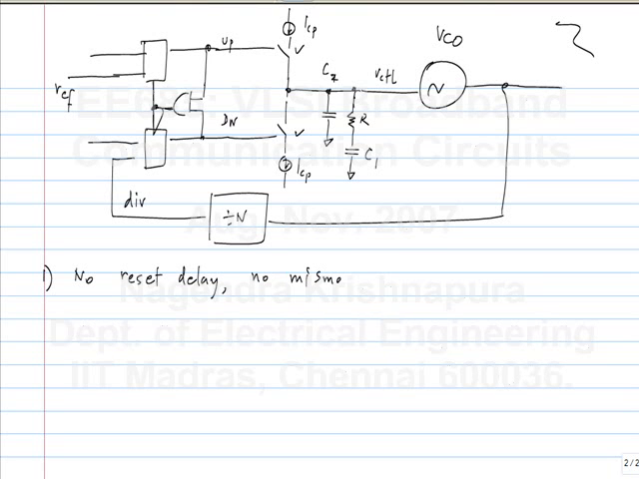If there is no reset delay and no mismatch, the phase of the divider equals the phase of the reference, and up and down are 0. Okay.